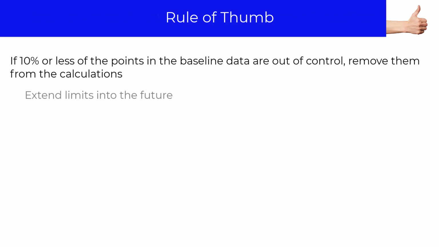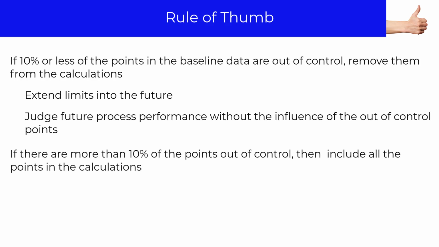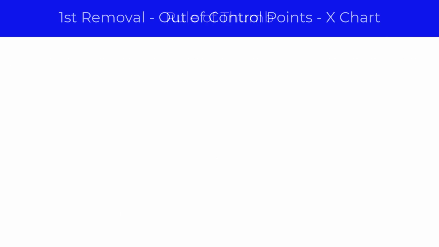So here's our rule of thumb. If 10% or less of the points in the baseline data are out of control, take them out of the calculations, and extend those limits into the future. If they're more than 10%, include them all in the calculation. You're not in control, and here's your word of caution: you don't want tighter control limits that could well overwhelm you without the out of control points.